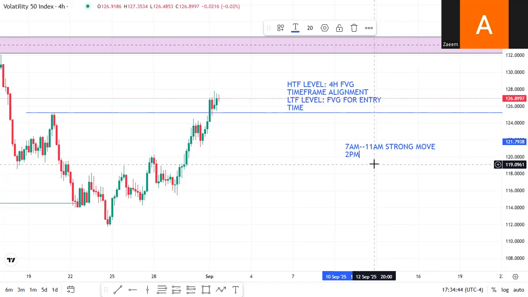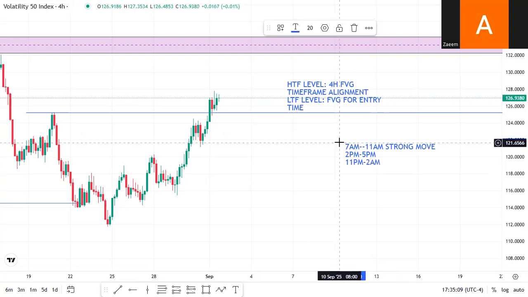2 p.m. to 5 p.m. I'm giving the time for volatility indices. 2 p.m. to 5 p.m. New York local time. And I have the one that I call the midnight late night move, and they really move a lot from that. That is anything from 11 p.m. to I think 2 a.m. So I have this time for volatility indices.